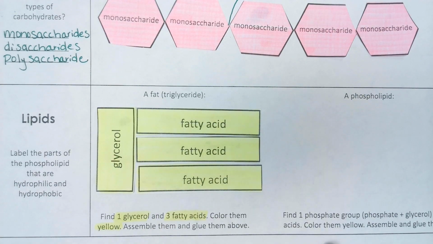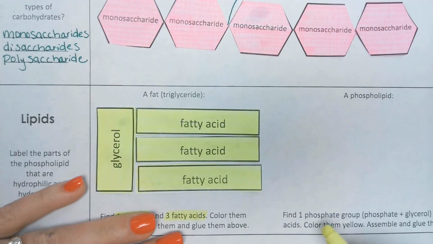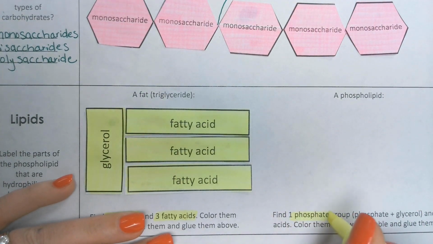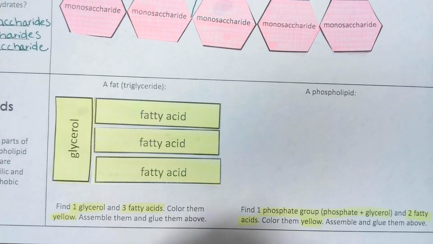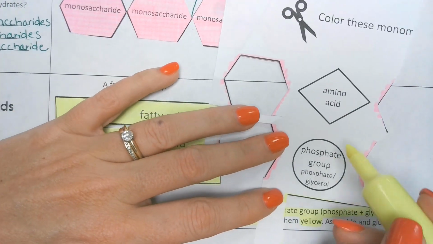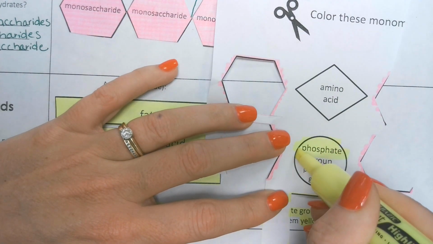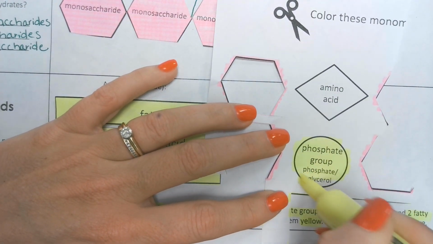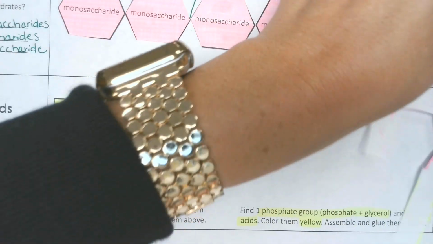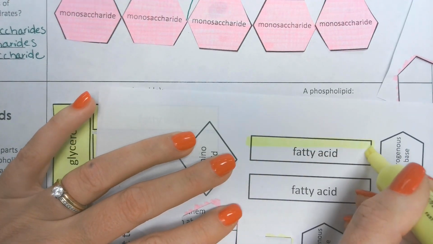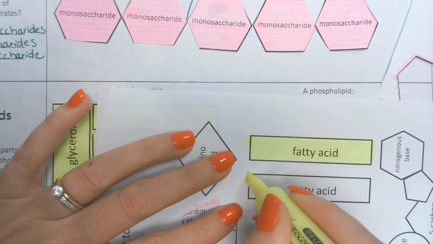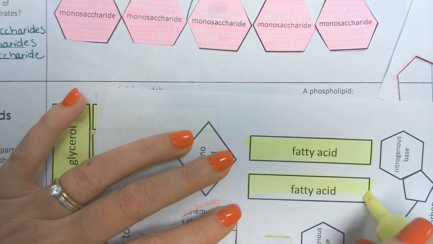All right, now we're going to build a phospholipid. So I'm going to need a phosphate group, which includes a phosphate and a glycerol together. And then this time I'm going to use 2 fatty acid tails, and it tells me to color those yellow. So I've got my phosphate group here. Again, this is going to be a phosphate and a glycerol, which is one component of our phospholipid. And then we're going to have 2 fatty acid tails.